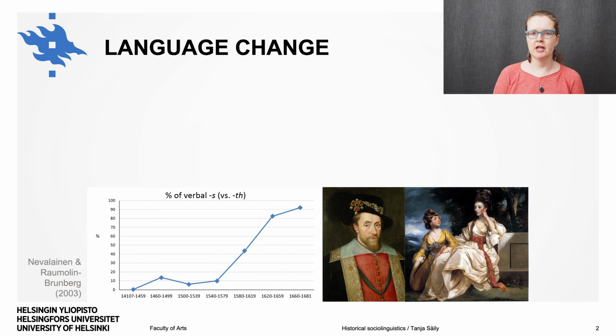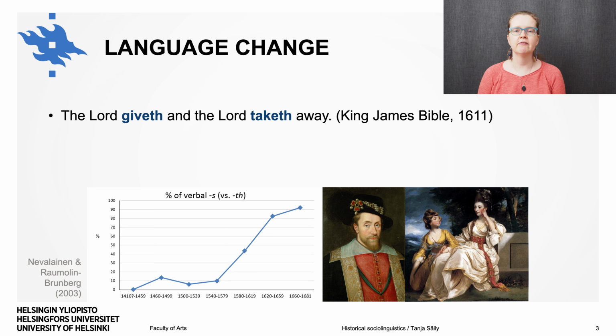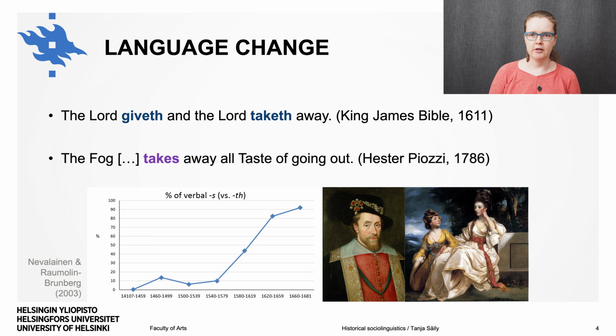How does language change happen? Who makes it happen? In 17th century England, during King James's time, people could still say, "The Lord giveth and the Lord taketh away," even though the form taketh was even then regarded as rather old-fashioned. By the next century, people had almost exclusively switched to the new form, takes, like Hester Piozzi here. "The fog takes away all taste of going out."